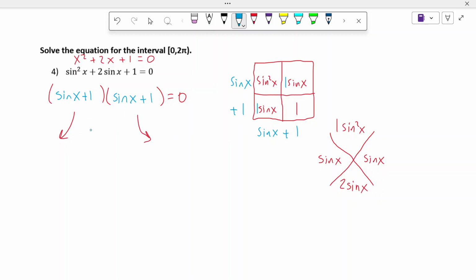Now we can just solve each of these pieces, this factored form, we can solve to see what makes it 0 using the zero product property. So I need to know when the sine of x plus 1 equals 0, and I also need to know when the, oh wait, sine of x plus 1 equals 0. We're going to get the same answer for either one, so we really just need to solve one of these things. So let's go ahead and solve it.